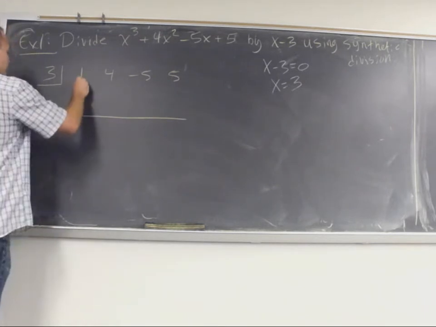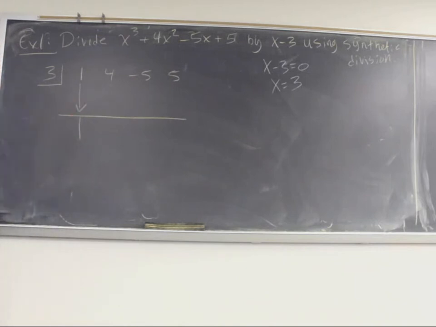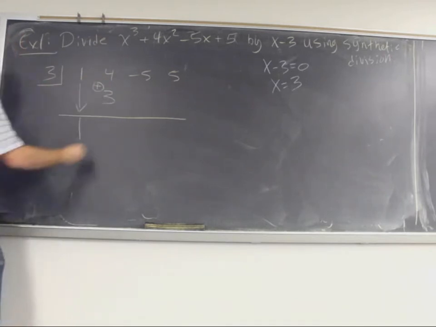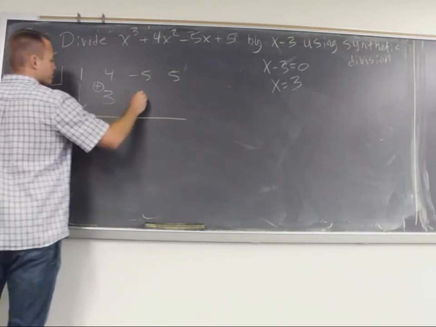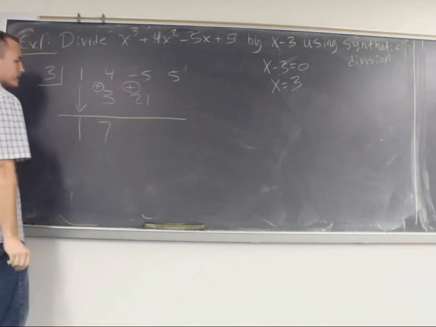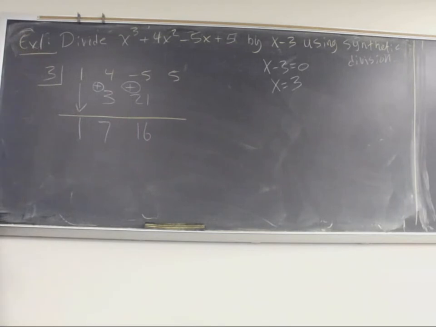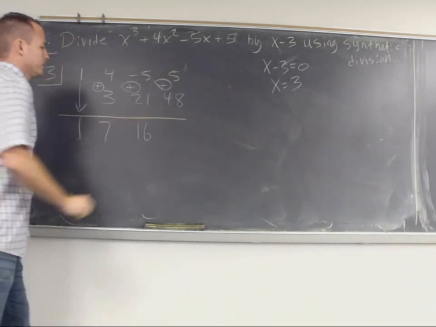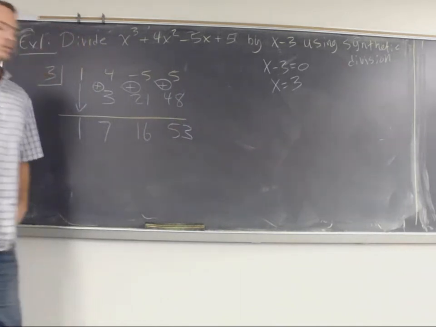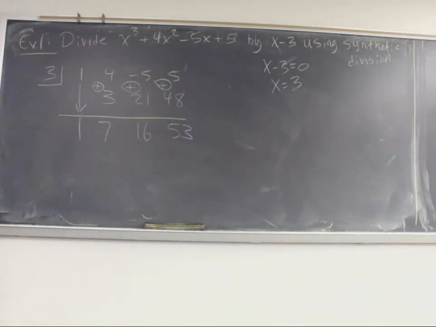So it starts by bringing the 1 down. And then 1 times 3 is 3. That goes there. Always add down. That gives you 7. 7 times 3 is 21. Always add down. 16. 16 times 3 is 48. Always add down. Gives you 53. So this is the same problem as before. Now I just added in where all these numbers come from.